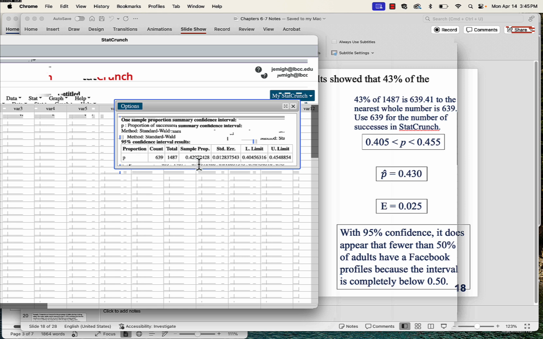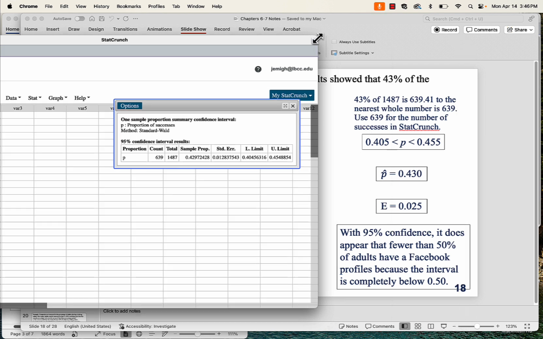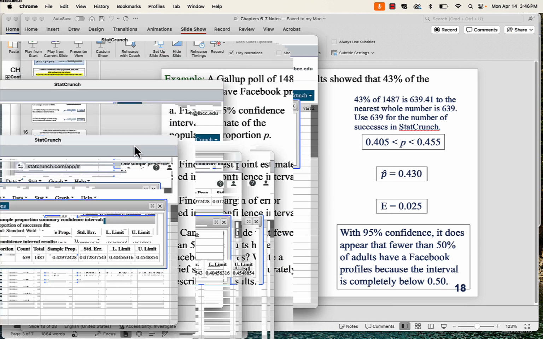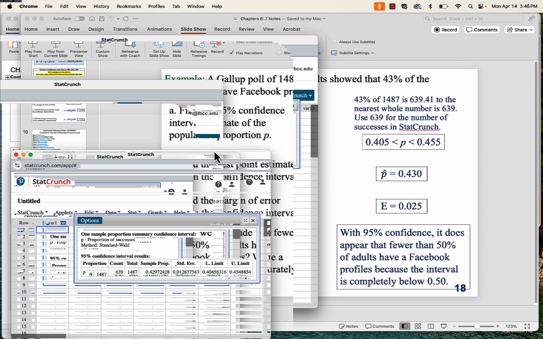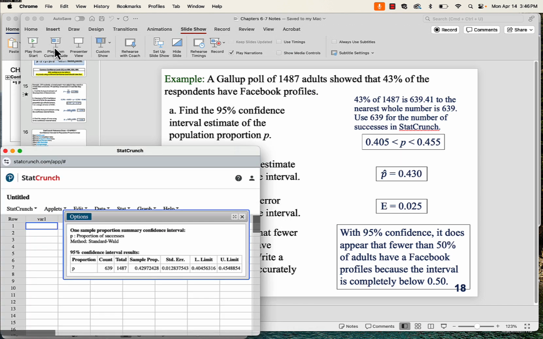The best point estimate is right here. It's listed as the sample proportion, 0.430, rounding to 3 decimals. And to get the margin of error, we'll have to pick up a calculator, type in the upper limit, minus sign, lower limit, hit enter, then divide it by 2. After that, we can interpret that confidence interval.